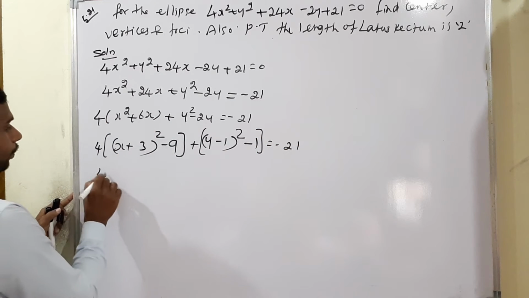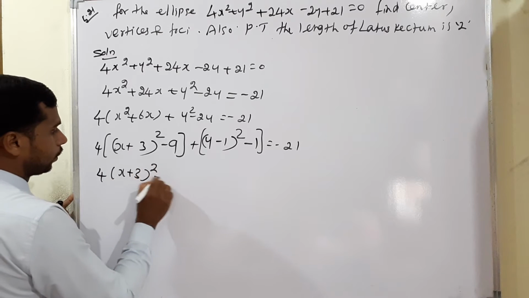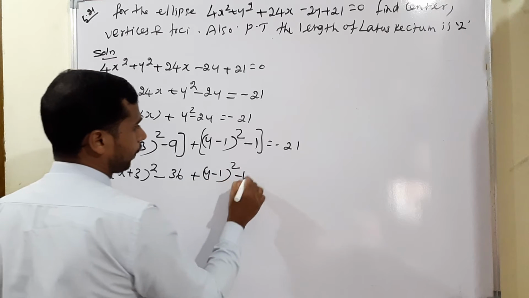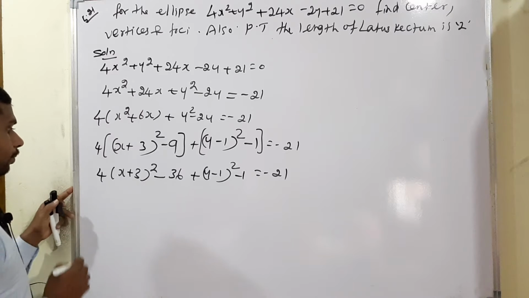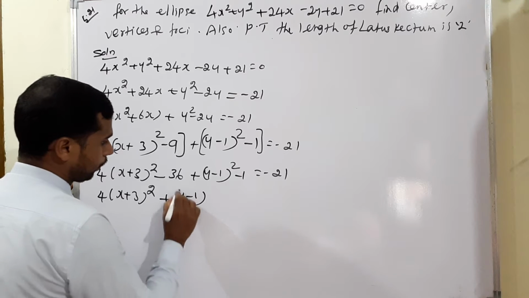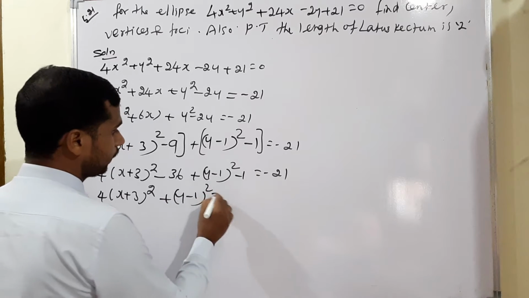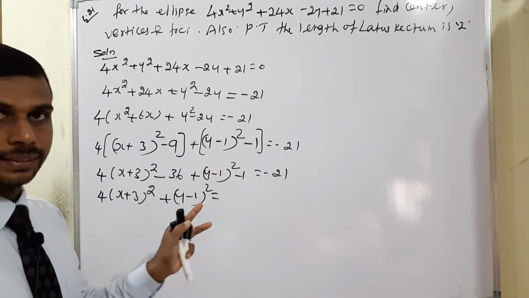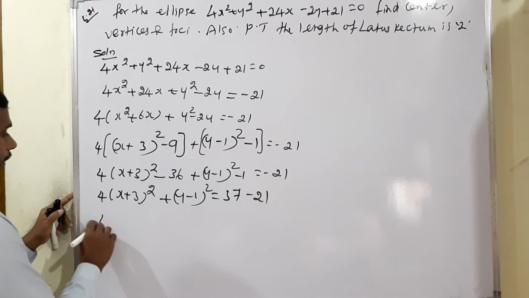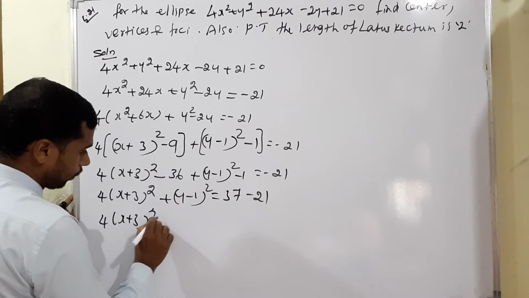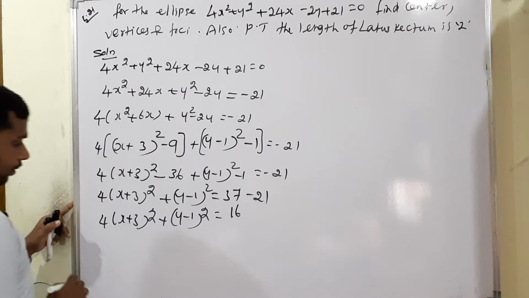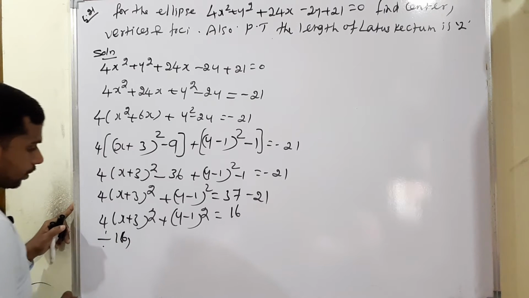Again, each and every time into 4, means 4 into x plus 3 the whole square. 9 4s are 36, plus y minus 1 the whole square minus 1 is equal to minus 21. Therefore 4 into x plus 3 the whole square, then plus y minus 1 the whole square is equal to minus 36 minus 1, means minus 37. Minus 37 brought to the opposite side means positive 37 minus 21. Again 4 into x plus 3 the whole square plus y minus 1 the whole square is equal to 37 minus 21, means 16. So each and every term divided by 16, what will happen?